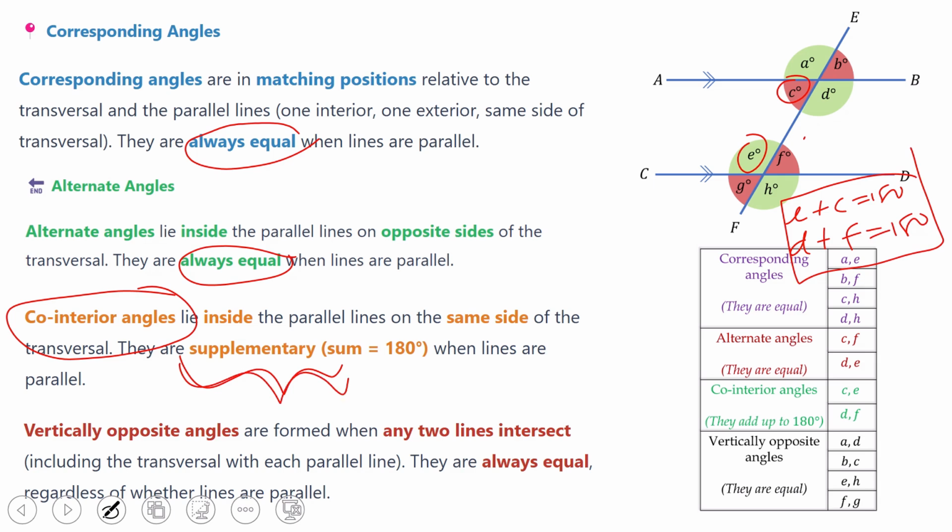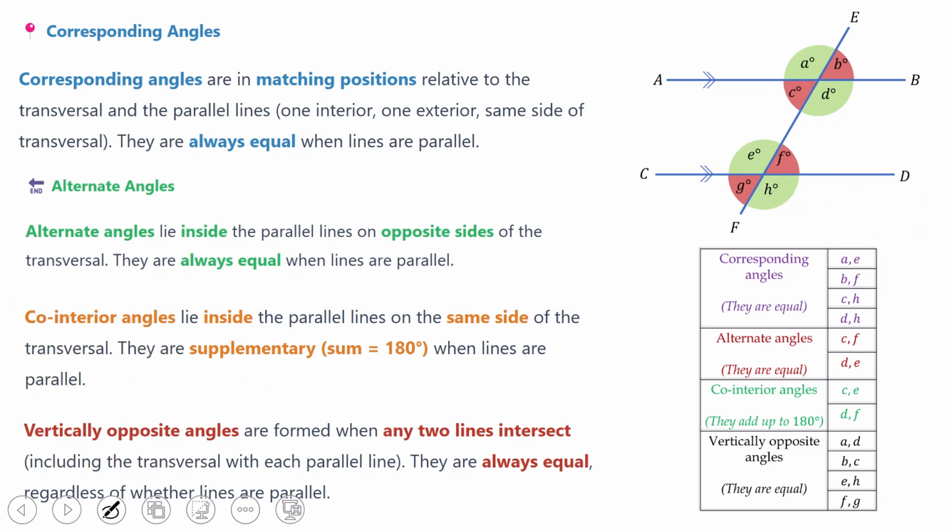So I told you that from this over here, if I take any green angle and I take a red angle and I add, I'm supposed to get 180. All the green angles are equal and all the red angles are also equal. So this is to help you to be able to identify the ones that are equal and the ones that are supplementary.